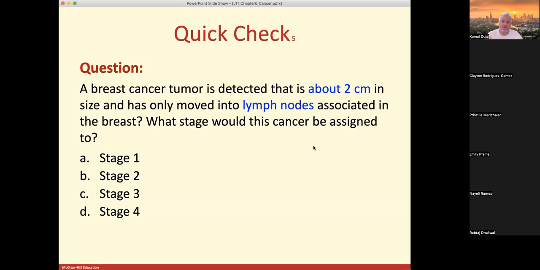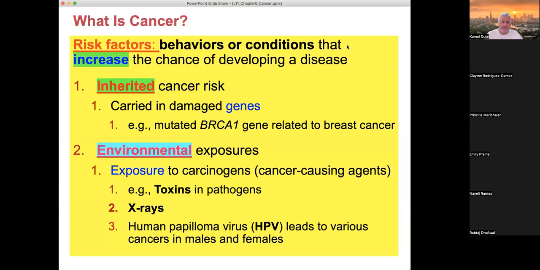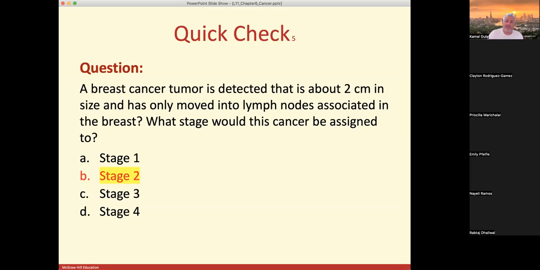So if you knew that, then of course you'll get the right answer, because this is a small tumor and it hasn't spread except to the lymph nodes. So stage 2, right? All right. Okay, let's leave it there. And then we'll go and look at risk factors and finish off the biology all on Thursday. We'll go much faster. We won't have to get stuck learning about cancer. All right.